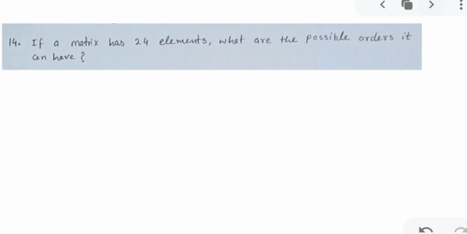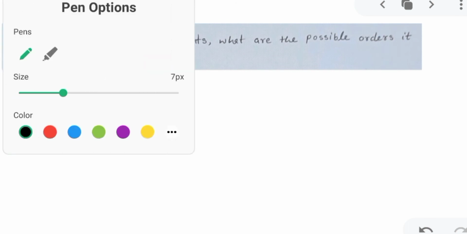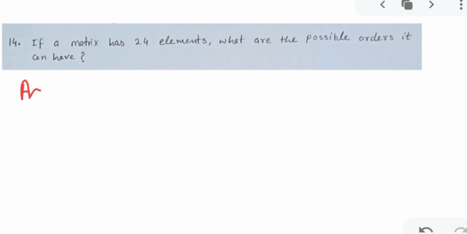Now we'll move to the next question, 14. It is similar to what we discussed in question number 13. If a matrix has 24 elements, what are the possible orders? So in the same way we can answer this question also. So how will I write? I will write the answer as possible orders.